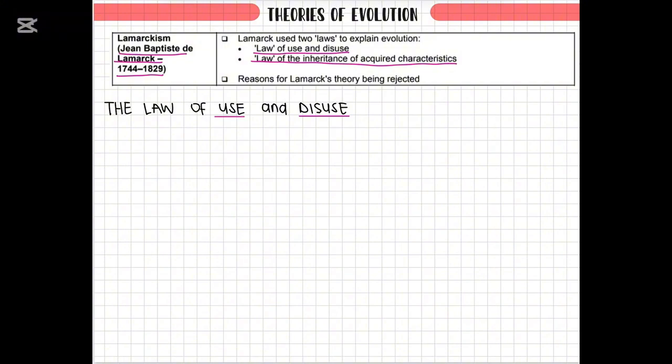disuse. This has to do with structures that organisms have. So the organism can either use the structure, or they speak about structures that are not being used. So the idea behind this law is that structures that are being used, they become bigger, and structures that are not used, they become smaller and probably eventually disappear.